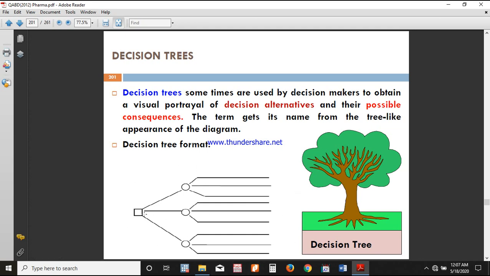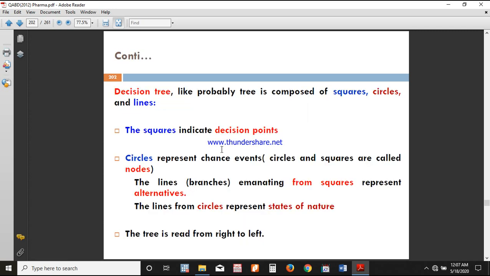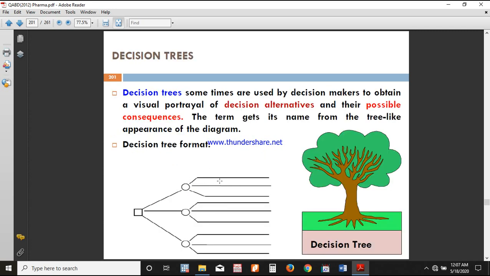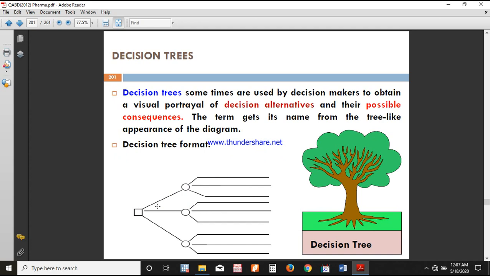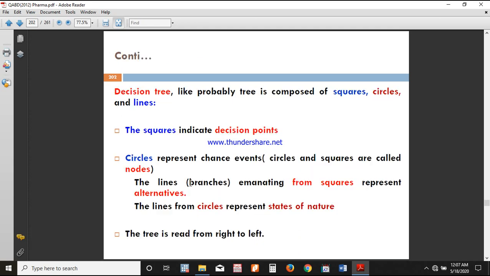The square displays the decision points, and the circles represent the chance events, and the lines emanating from each circle display the different states of nature that are available. In order to read this decision tree, you go from right to left. Therefore, these are the tools that you can use to find the best decision through this decision tree.